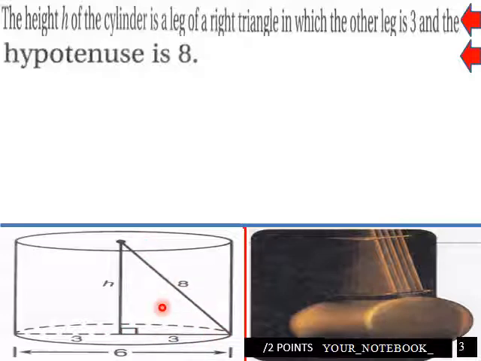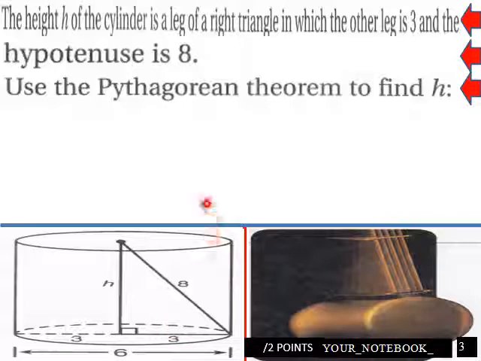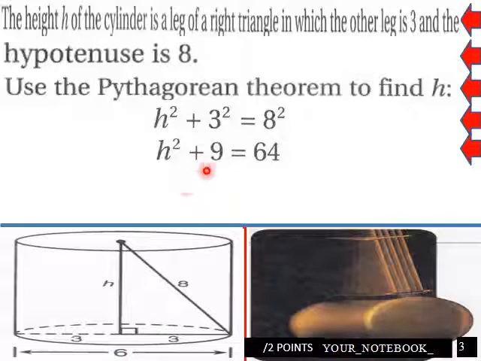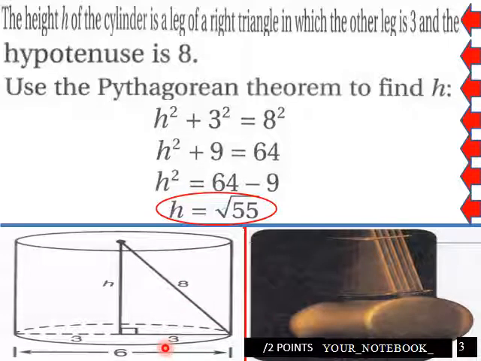What's the hypotenuse? Use the Pythagorean theorem to find h. We know our hypotenuse here is 8. h squared plus 3 squared equals 8 squared, and then we do our algebra here. h squared is 64 minus 9. h equals the square root of 55. So our height here is the square root of 55, which is a little bit more than 7.